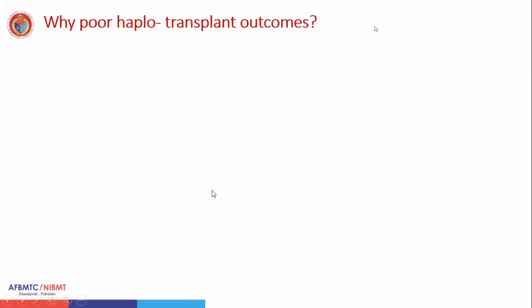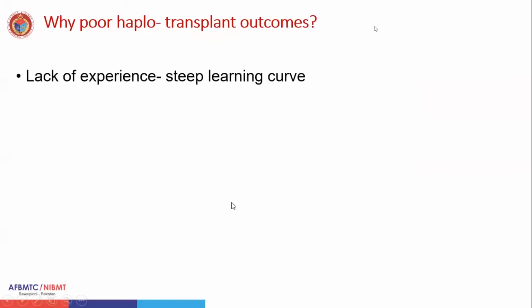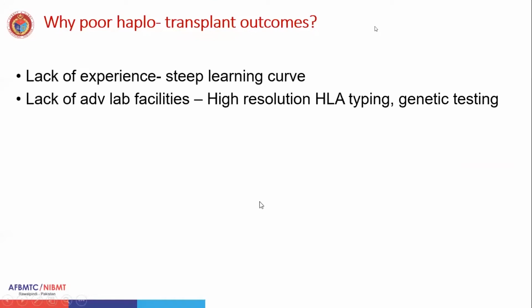So the question is, why poor haploidentical transplant outcomes in our patients as compared to the Western data that we've seen earlier? The first, of course, is that we do have a lack of experience. Transplant, and haploidentical transplant in particular, is a steep learning curve. With more experience, we may have better results. This is in addition to the lack of advanced lab facilities, like high resolution HLA typing or genetic testing for inherited bone marrow failure syndromes.